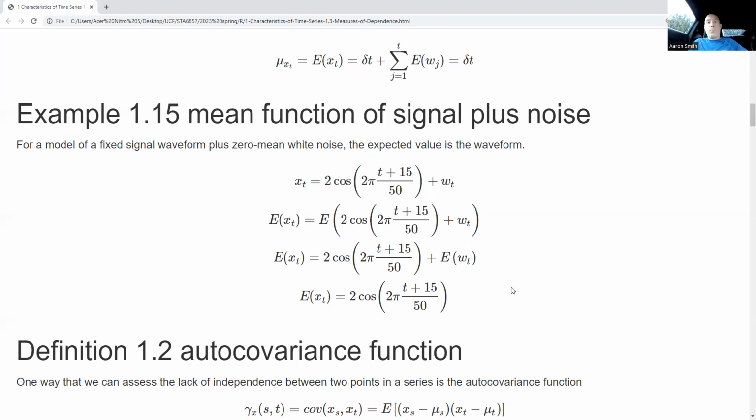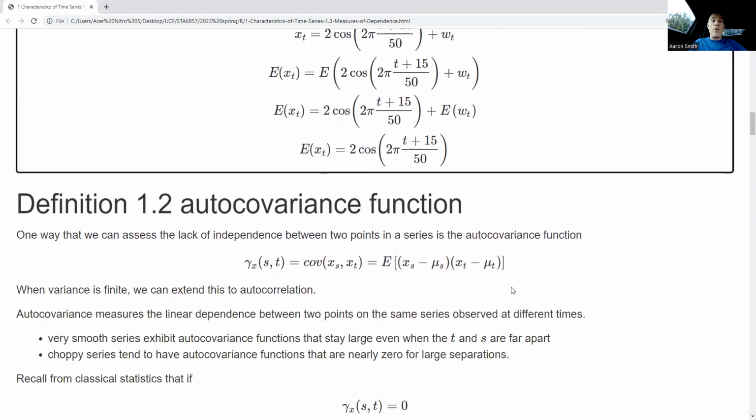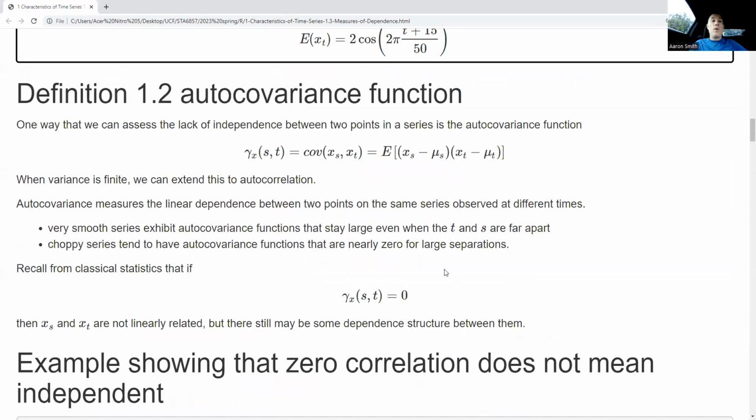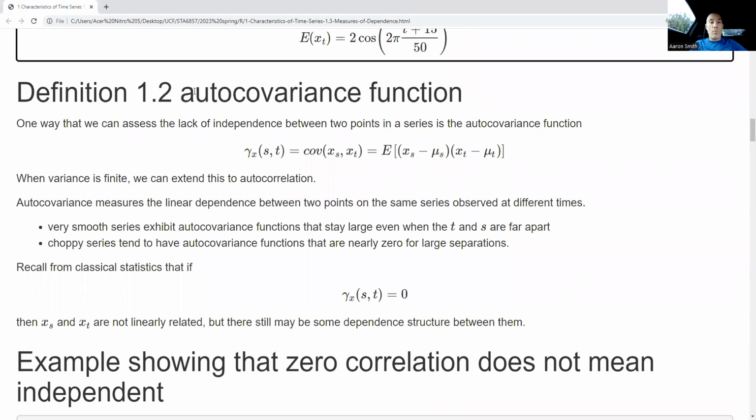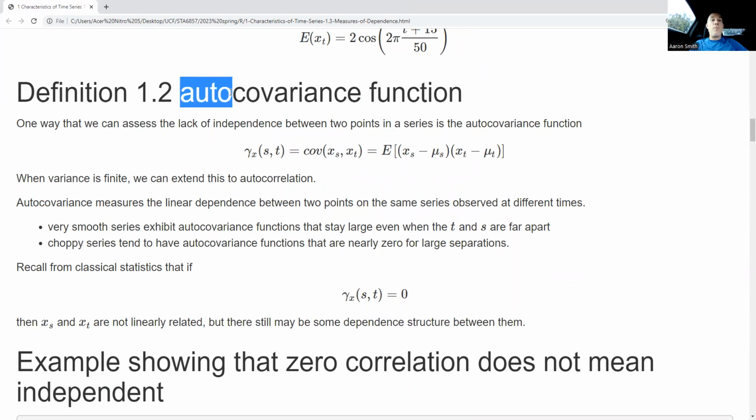All right, so that tells us about expected value. Now we want to take a look at the relationship between different points of time of the time series. So we're going to look at autocorrelation. The reason why we call it autocovariance, autocorrelation, is that it's a time series covariance with itself. Autocovariance is the covariance of a time series with itself. Autocorrelation is the correlation of a time series with itself.